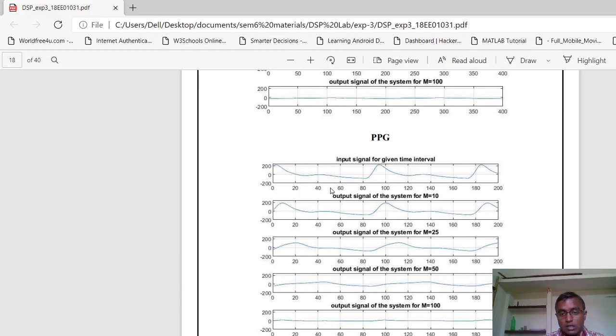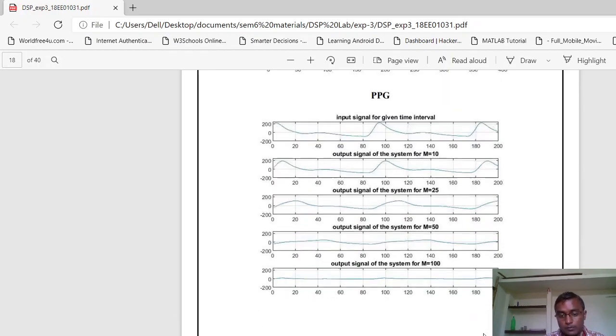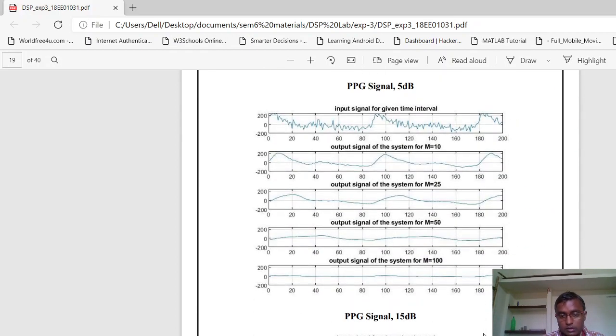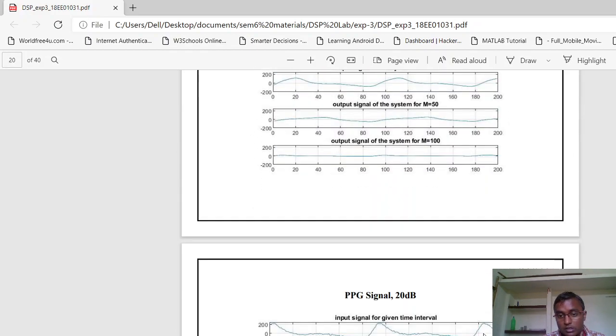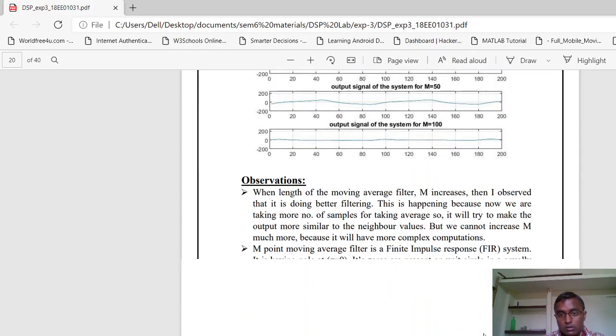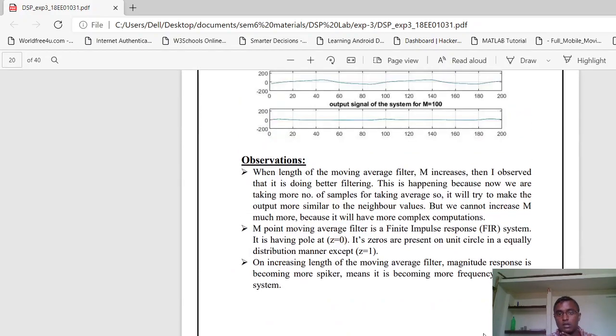This is for the PPG signal. In the PPG signal also the same thing is happening. This part is becoming smaller and smaller, and finally we are getting a smooth curve. This is for 5 decibel, 15 decibel, 20 decibel, and my observation is that upon increasing m, we are getting better filtering.